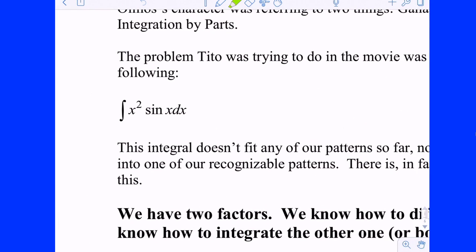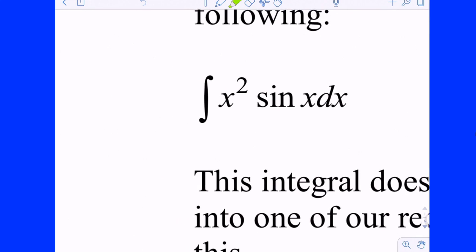Tito was trying to work this problem here. He was trying to integrate x squared times sine of x with respect to x. So if I left you to your own devices today with the methods that you know, could you do it? Do we have a method so far? You're shaking your head no. Why? Because you know it's in this section and there's another way to do it.